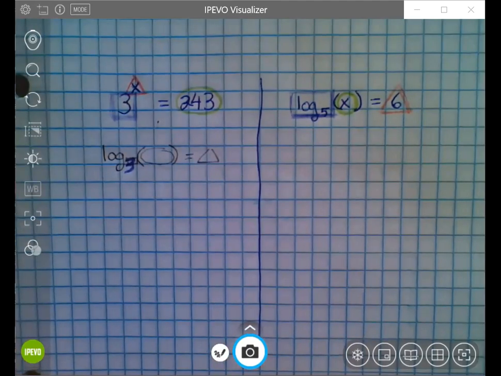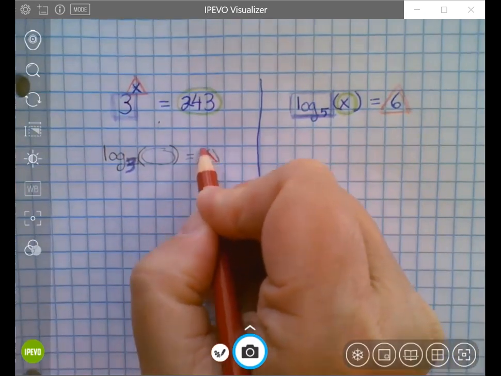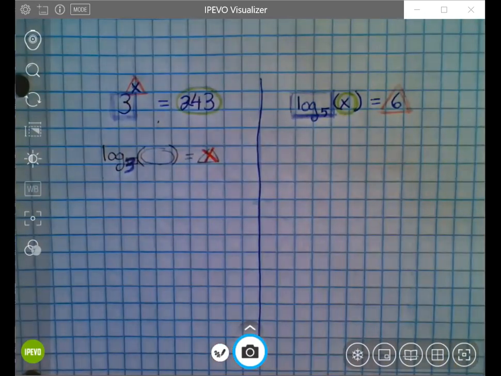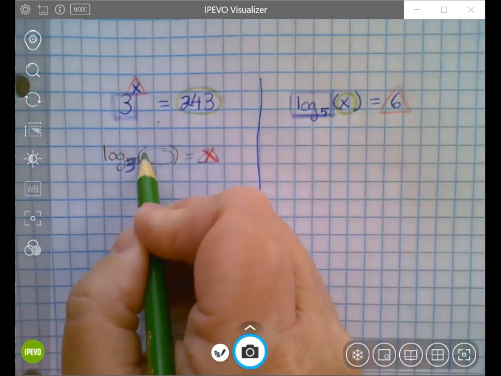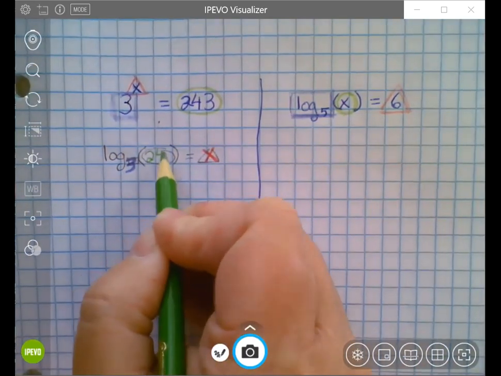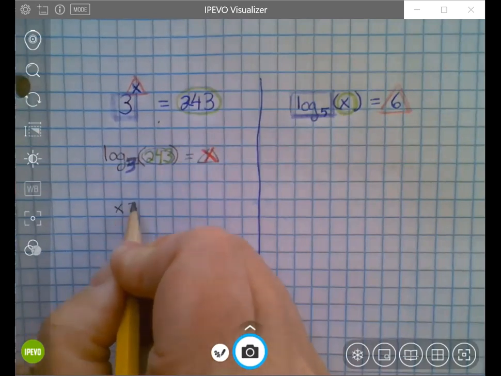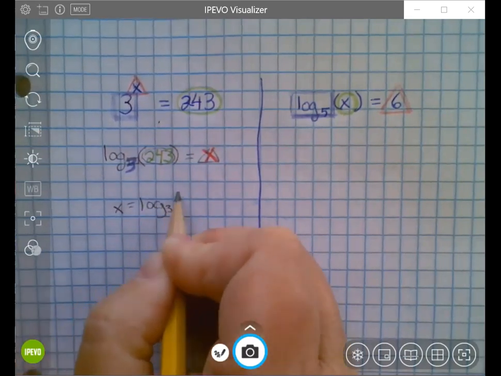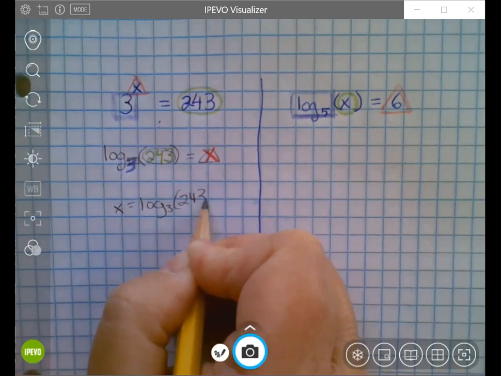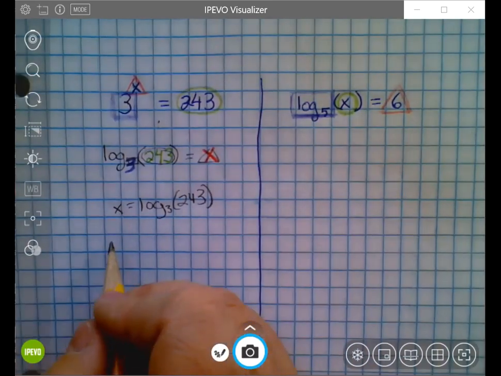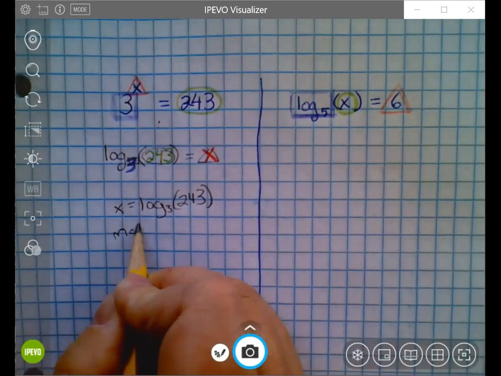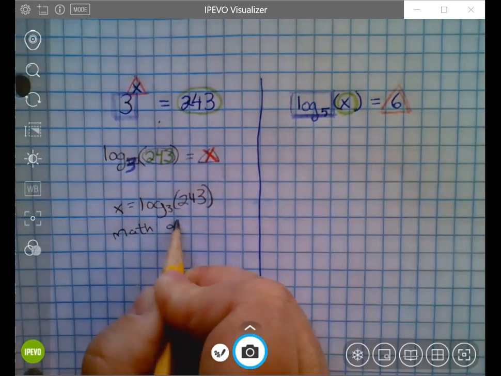The exponent is actually going to go over to the other side of the equation. So now the x is all by itself. And then we just put our argument inside the parentheses here. So now if we want to find out what x is, we just need to calculate log base 3 of 243, which you can do on your calculator using math, alpha math.